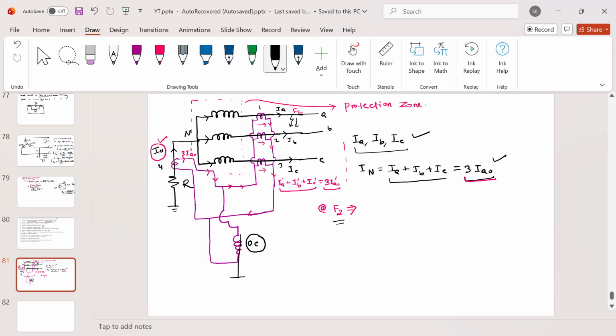Now we will see what happens if the fault occurs inside the protection zone. Now let me erase these things. Let me erase these things also. Okay, so a fault at the F2 point will not be detected.